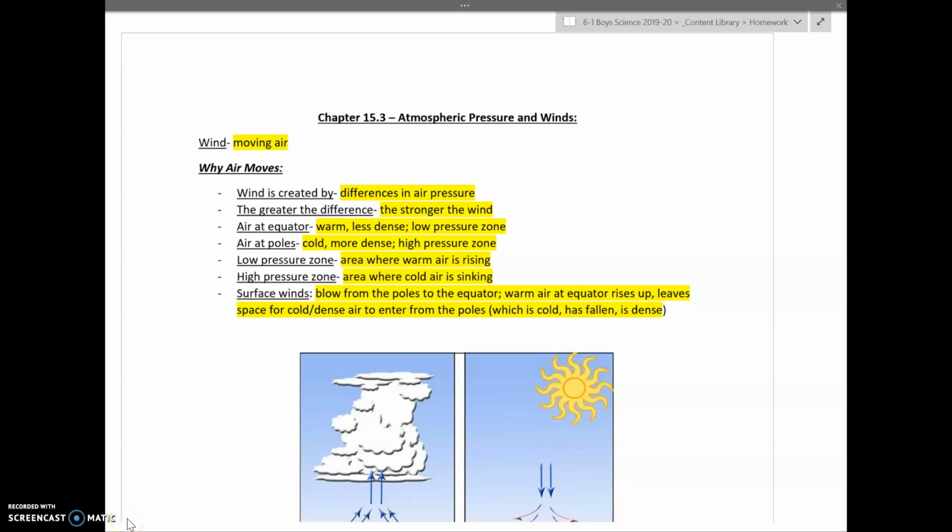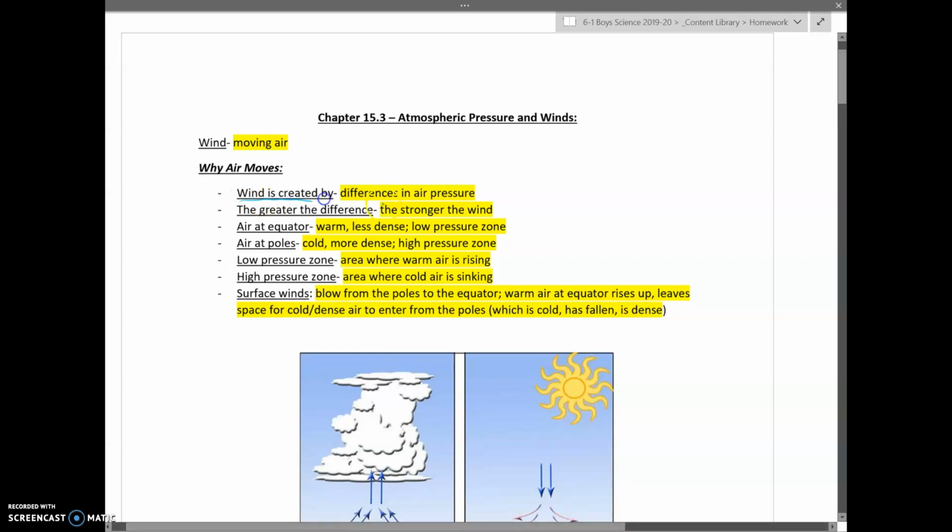Hi students, these notes are about Chapter 15, Section 3, which is about atmospheric pressure and winds. So, you might be wondering what wind is. Well, wind is just another name for moving air, right? You've noticed it on a lot of spring days or any time of year that wind moves from one place to another, and that wind is caused by differences in air pressure.